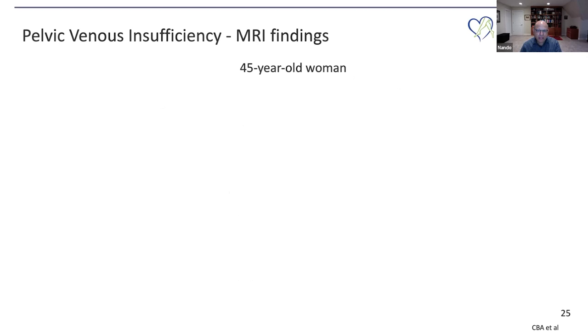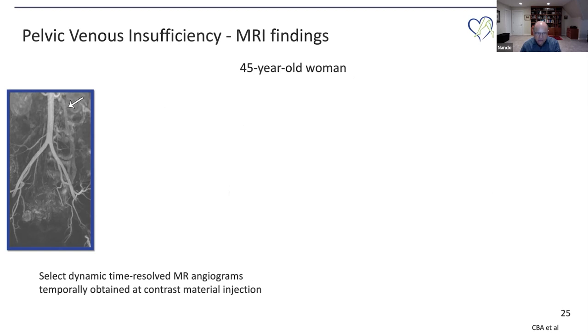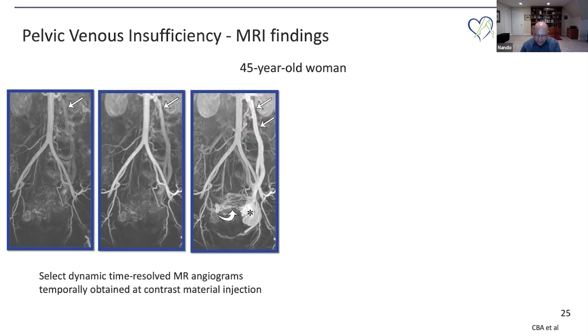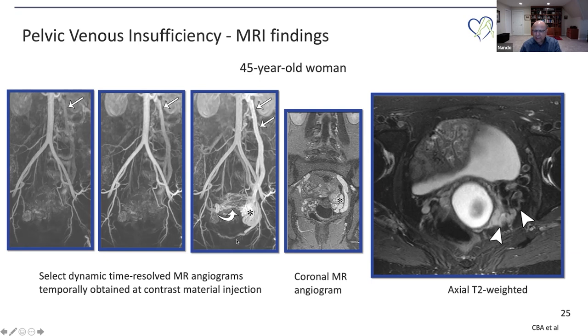This is MRI findings of a 40-year-old woman. MR angiograms are obtained at 28 seconds, 33 seconds, and 43 seconds after contrast injection, showing reflux of contrast into the left gonadal vein, then filling the pelvic varices. Uterine arcuate veins allow blood to cross over to the right pelvic varices, and also note the perineal varicosities. The coronal and axial images also show the pelvic left periuterine varices.